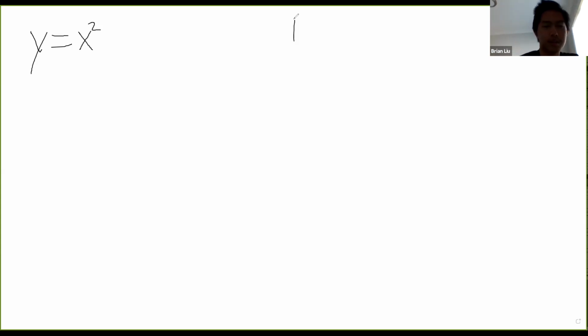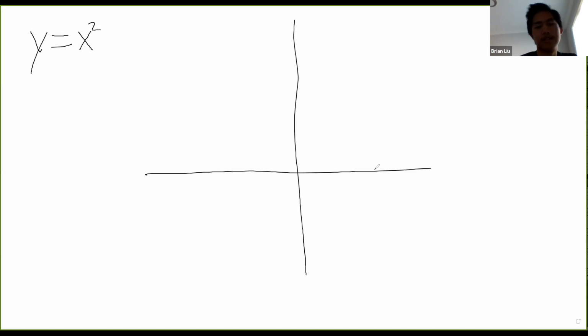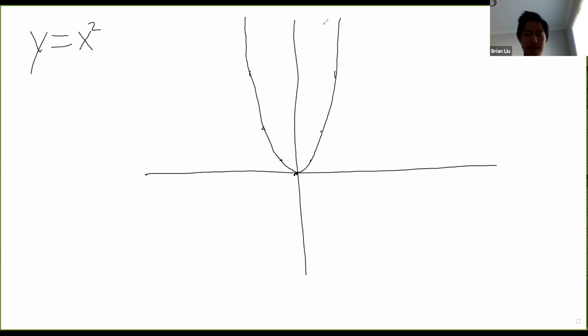Okay, so if x is 0, then y is 0. If x is 1, y is 1. If x is 2, y is 2 squared, which is 4. And then 3, 9. And then if x is -1, y is -1 squared, which is 1. -2 squared is 4. And it's basically symmetric on both sides. So it looks something like this. A smiley face or a parabola.